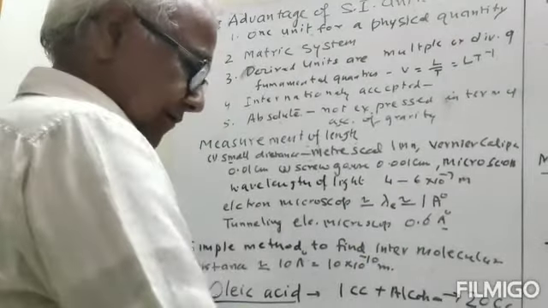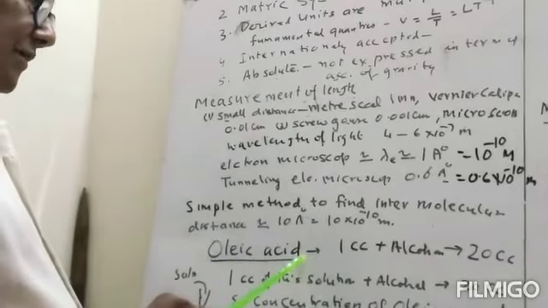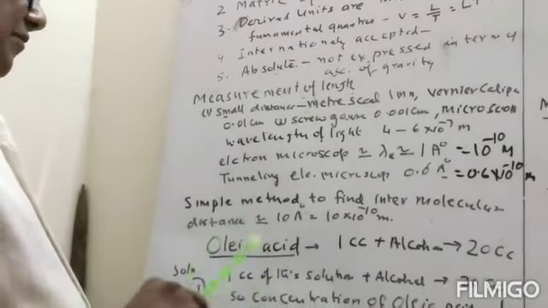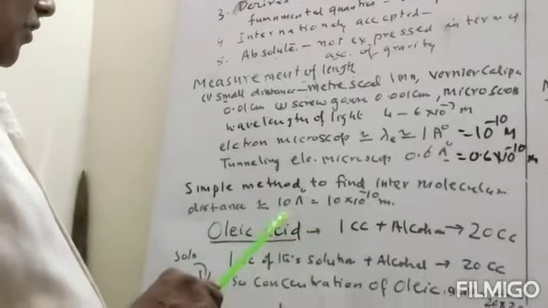Now if we want to find very large distances, then we will use a different method. And if you want to measure very small distances of the order of an angstrom, then a simple method is to measure the molecular distance of oleic acid. Oleic acid is a lipid, and its molecular size is of the order of 10 angstrom, which we can measure with the help of an experiment.